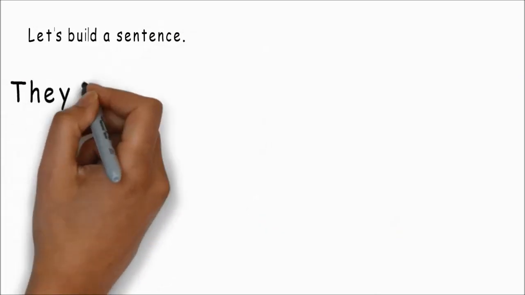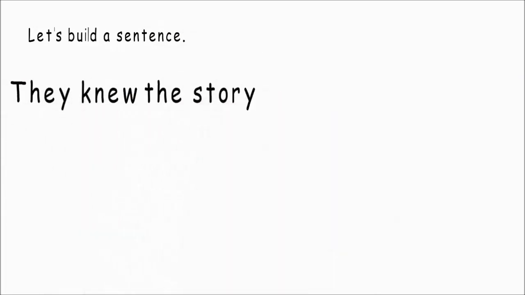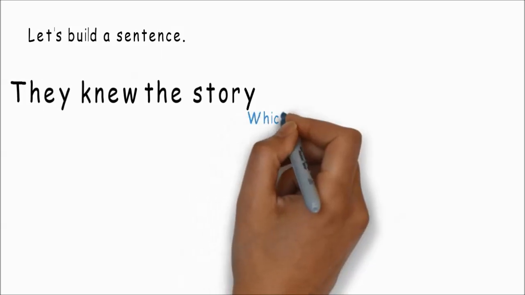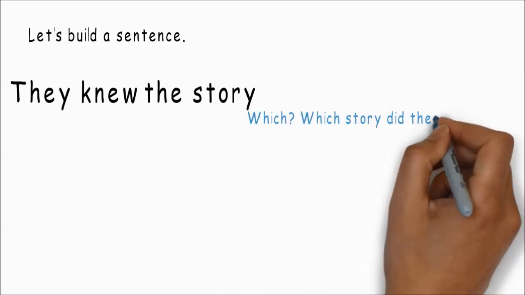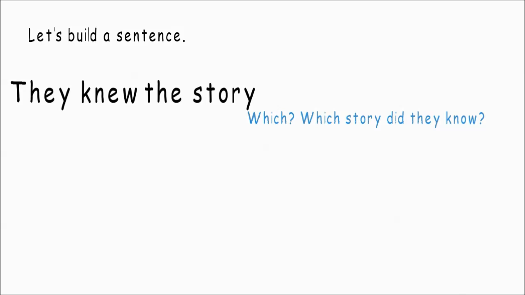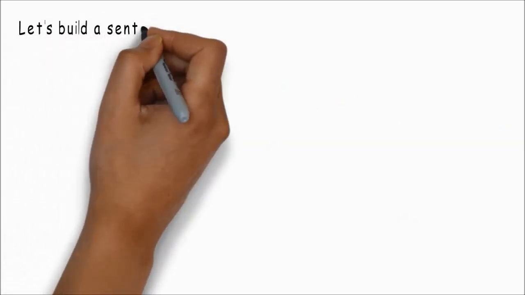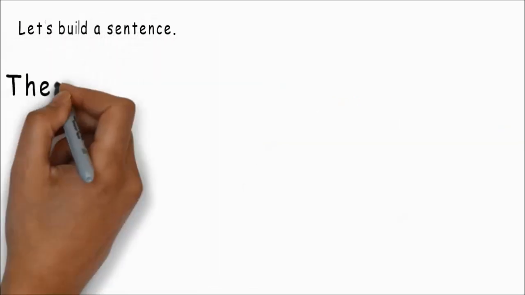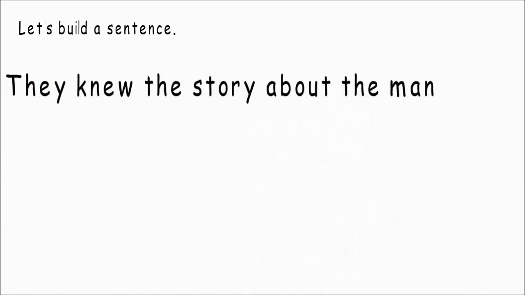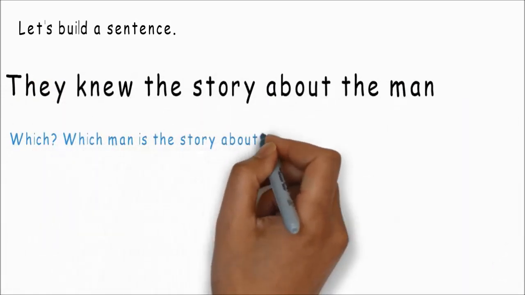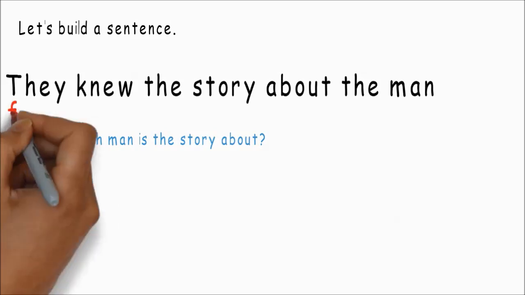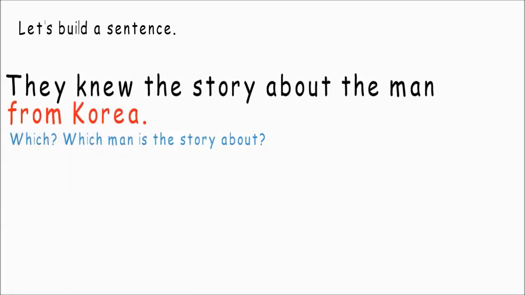Let's build a sentence. They knew a story. Which story? They knew the story about the man. Let's build a sentence. They knew the story about the man. Which man is the story about? They knew the story about the man from Korea.